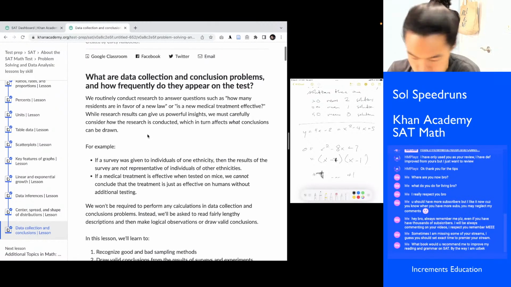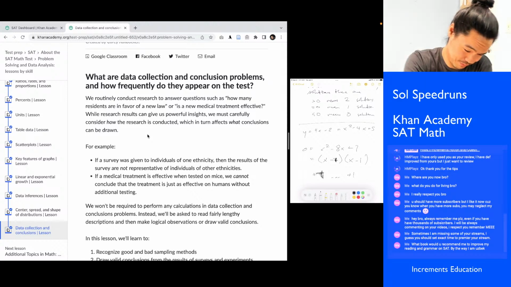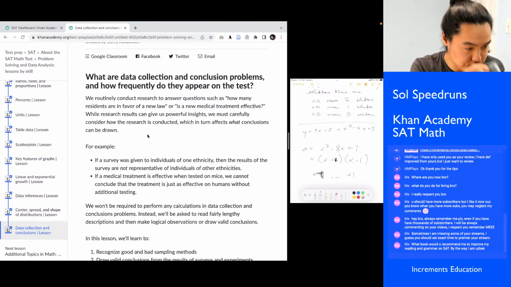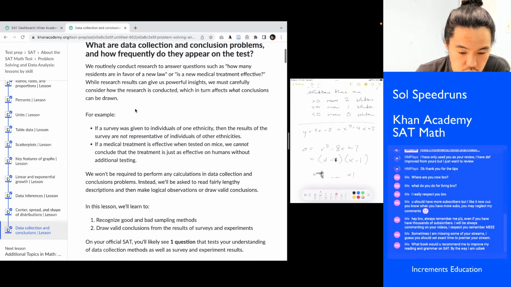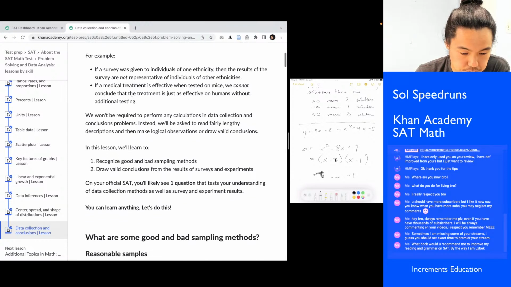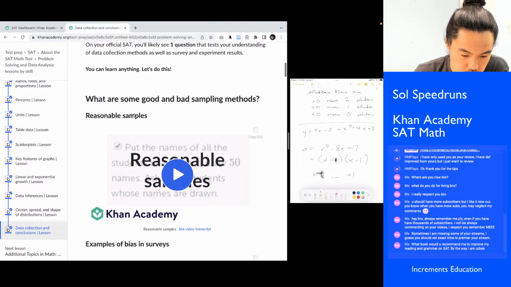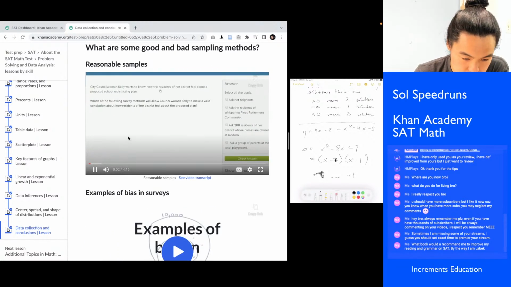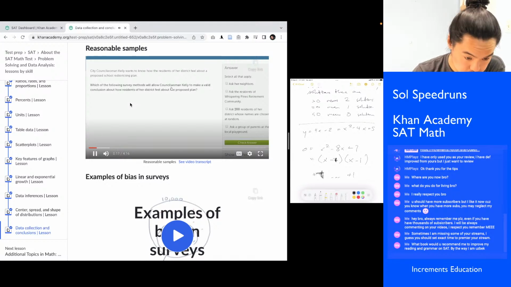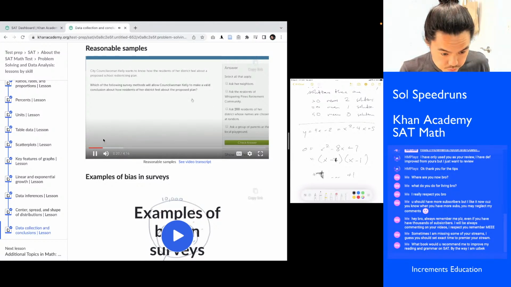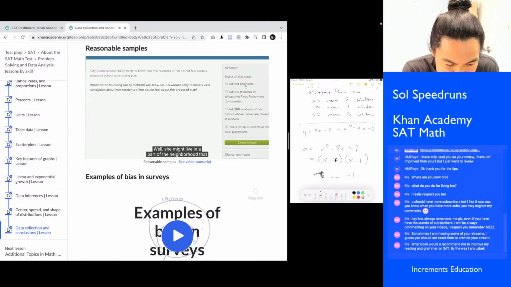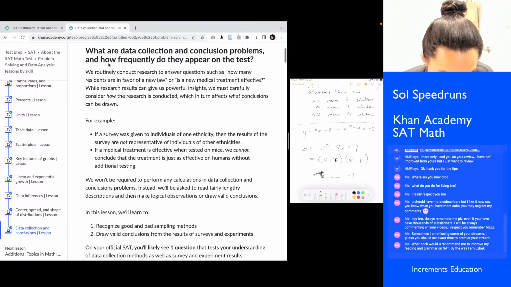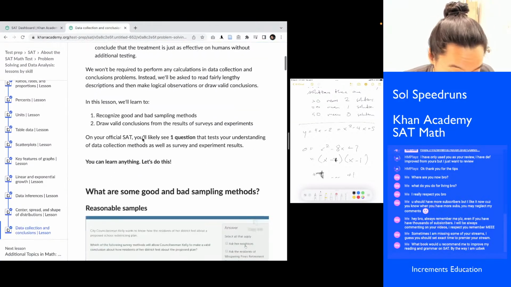We routinely conduct research to answer questions such as how many residents are in favor of a new law? Sampling methods. Reasonable samples. What? They asked this on the SAT? Let me just double check here. I mean, I think it's worth asking.